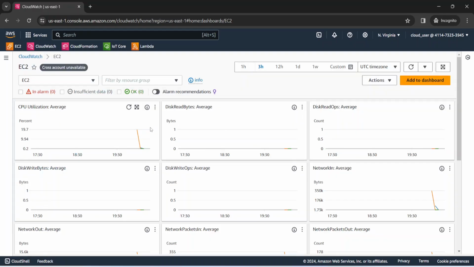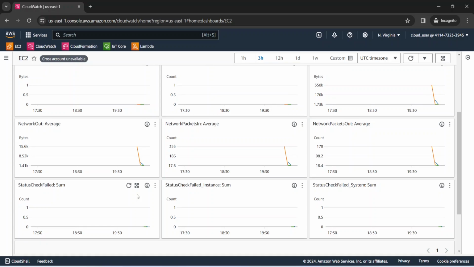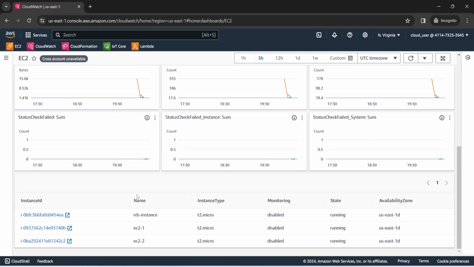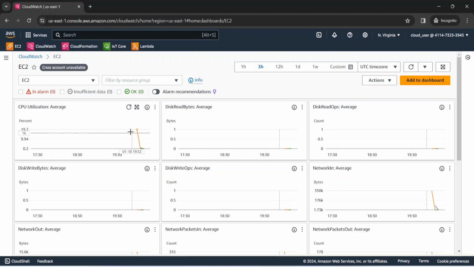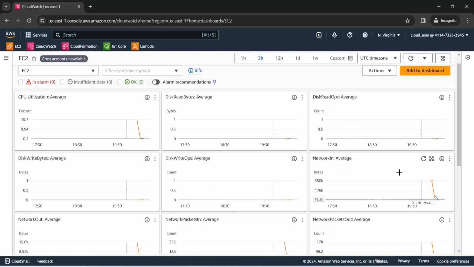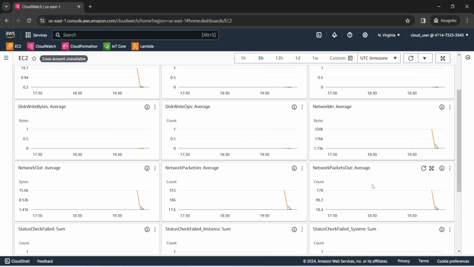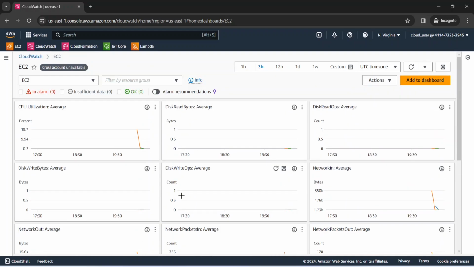We also have the concept of automatic dashboards here. So we can get the EC2 respective things here. We have the monitoring disabled here by default, but you can see the CPU utilization average at 19.7% and the networking average at 350 kilobytes. Respectively, the network packets in average and packets out average are at 178 and 355. So this is how we can go ahead and configure a dashboard.